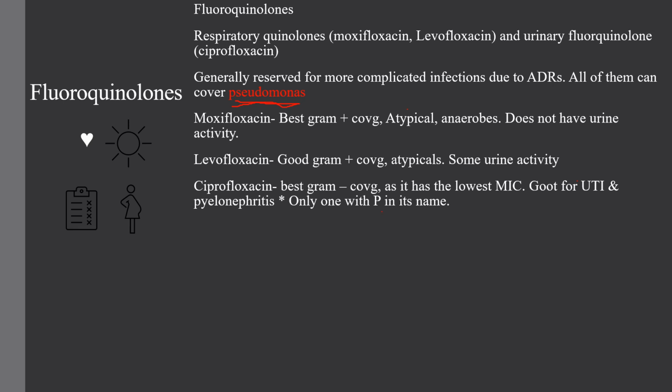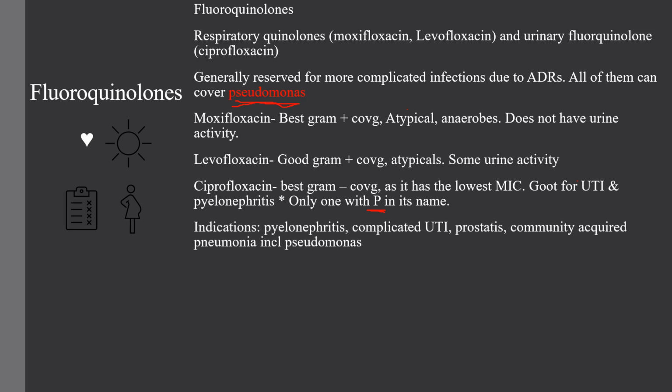And you can kind of remember this with the only fluoroquinolone with P in its name. So you can remember that it's the best one for pyelonephritis and UTIs. So indications that you can use these for: pyelonephritis, complicated UTIs, prostatitis, and community-acquired pneumonia, including Pseudomonas. So just to note, moxifloxacin will only be seen pretty much in community-acquired pneumonia, and rarely even in that. You probably won't even see it that much.